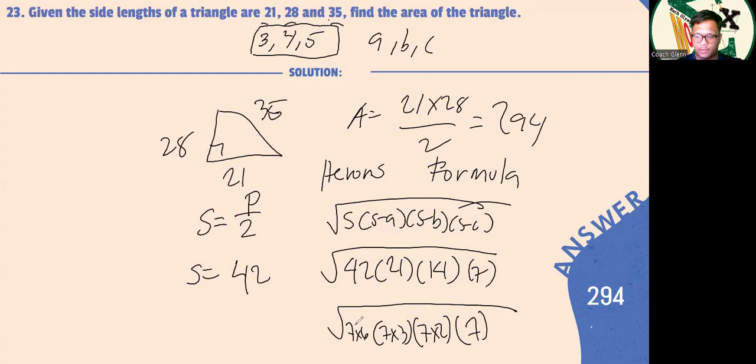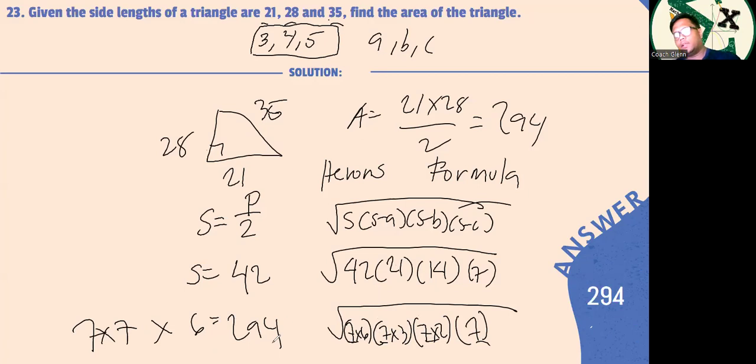Okay. So as we can observe, we can extract 2 sevens. We can also extract the 6. So we get 7 times 7 times 6. So 7 times 7 times 6, that's also 294. That's Sarah's problem.